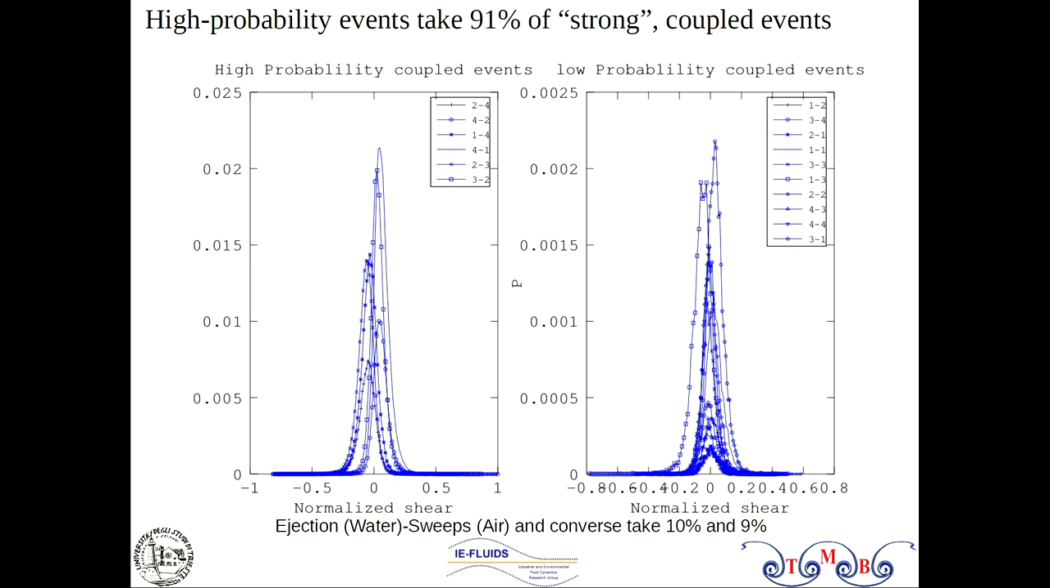Strong coupled events, meaning the whole combinations along the Q analysis, meaning that you have a total combination of 16 quadrants, Q1, Q2, Q1, Q3, and then all these events, you can divide them basically in high probability events and low probability events. Interestingly enough, we find that sweep ejections and ejection sweeps are on the high probability side. Well, we should expect that. We're studying turbulence. And the total of the high probability events correspond to 9% of the strong coupled events, whereas the weak events that are mainly interaction events, not much related to turbulence, only represent 9% in total. Ejection sweeps and the converse event, meaning sweeps ejection, take 10% and 9% respectively of the total coupled events.